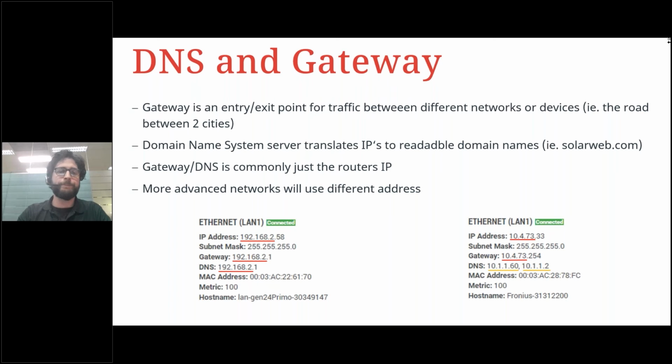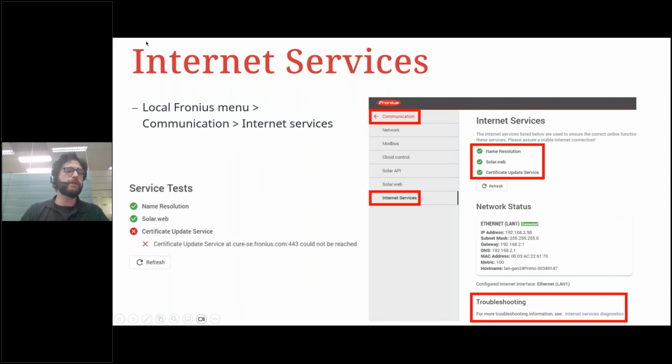Okay, the Gen24 has a really good page under the communication tab called Internet Services. So this is where we run all our tests on the network. And if anything fails, then it'll come up with a big red cross and it'll tell you what's failed. So on the left here, it shows you the tests that have run. So there's 3 main tests and the last one has failed, and it shows the exact reason why it's failed.